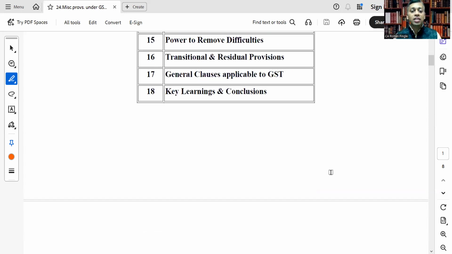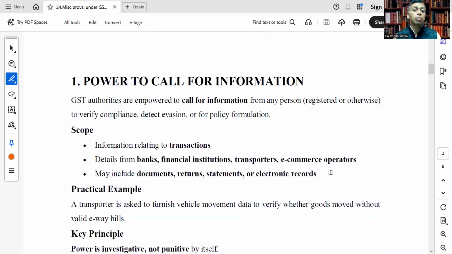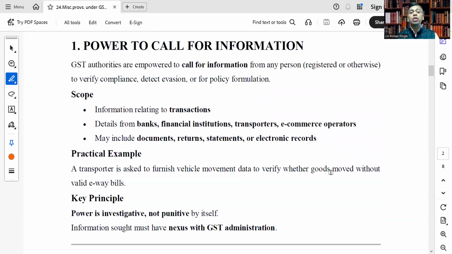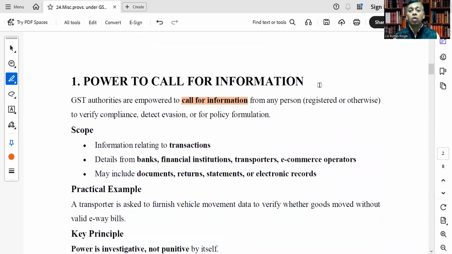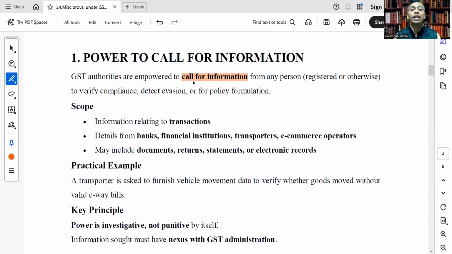So let's start. First, power to call for information. GST authorities are empowered to call for information from any person, registered or otherwise, to verify compliance, detect evasion, or for policy formulation also. Means there are three things they consider when they can call for information: to verify compliance, detect evasion, and for policy formulation too.